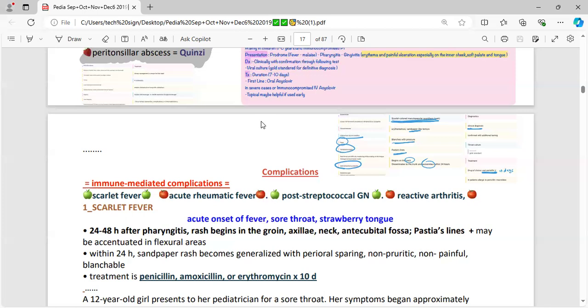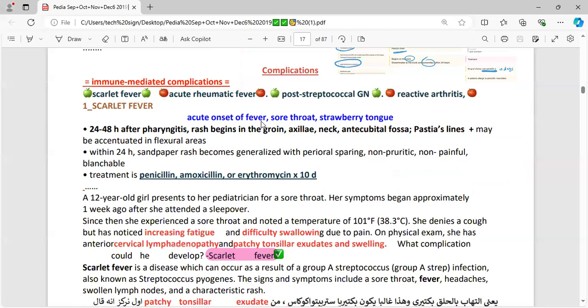What is the presentation? What are the symptoms of quinsy or peritonsillar abscess? Pain in the throat. Number one, sore throat, fever, difficulty in swallowing, change in the voice. Complications, immune mediated: scarlet fever is also immune mediated, acute rheumatic fever, post-streptococcal glomerulonephritis or reactive arthritis. These are all immune mediated complications.